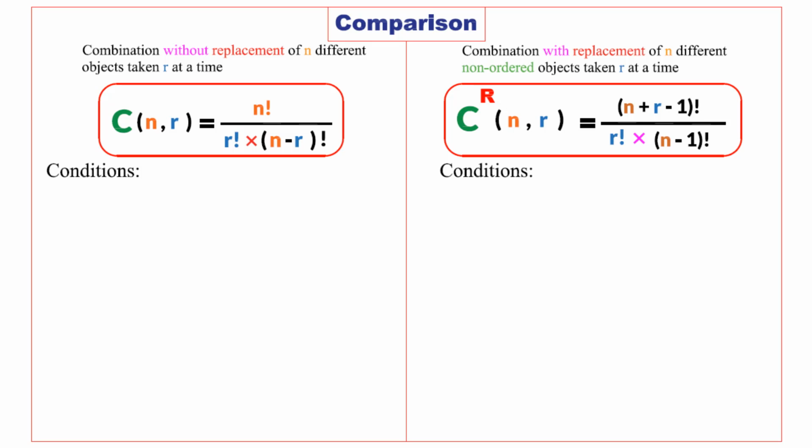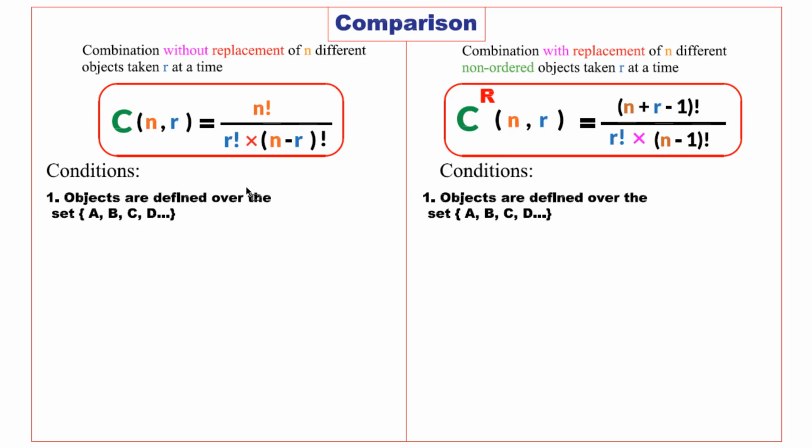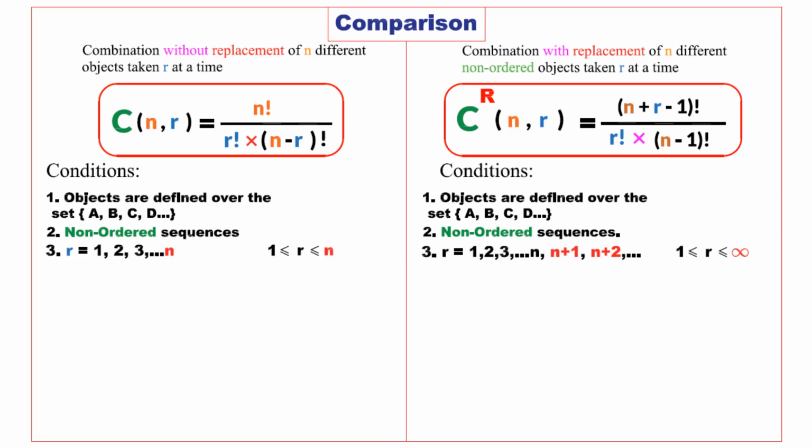The first condition is both objects are defined over sets. So in both cases, objects are defined over a set, and in both cases, sequences need not be ordered. And the third comparison is the size of the sequence. So here sampling could be 1, 2, 3 up to n in combination without replacement. However, in combination with replacement, sampling size could start from 1 until infinity.